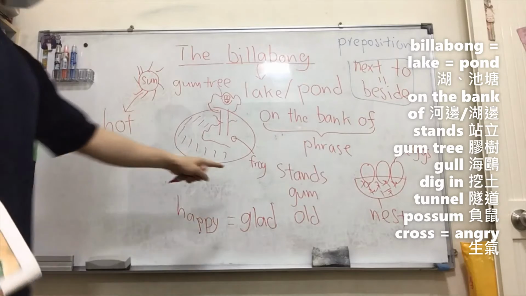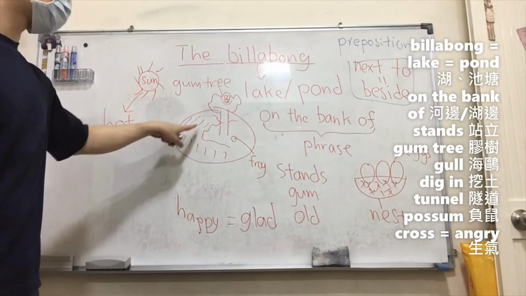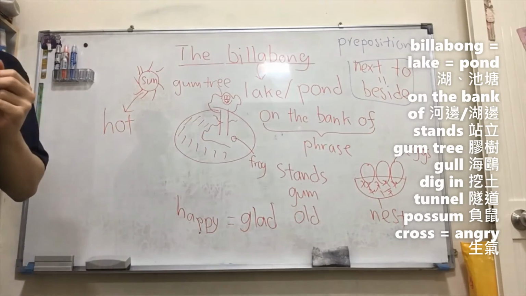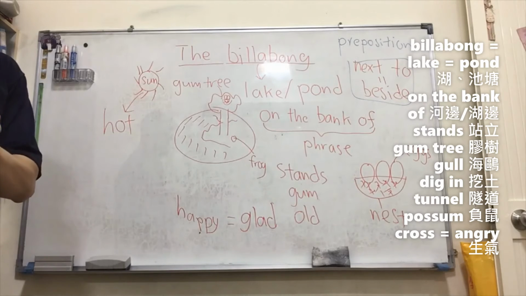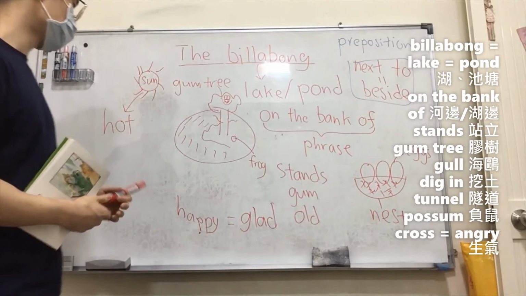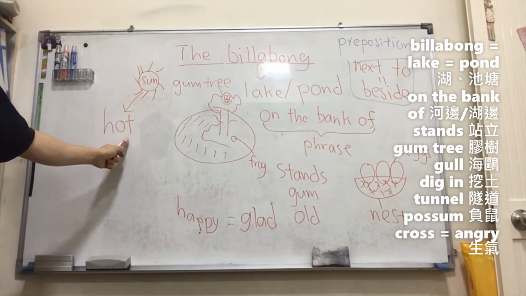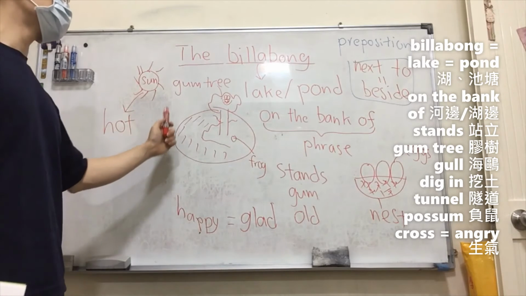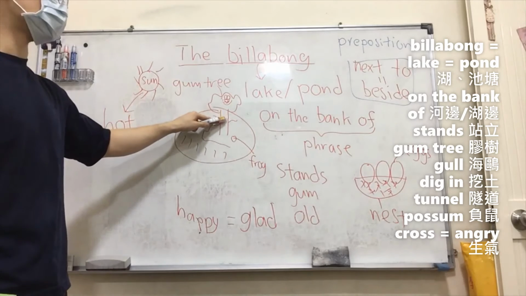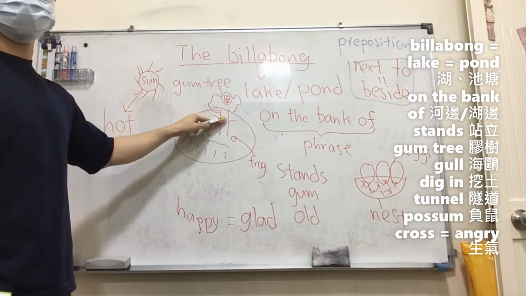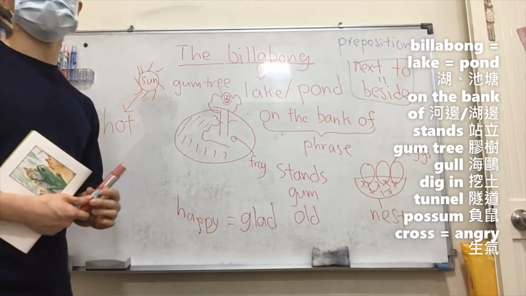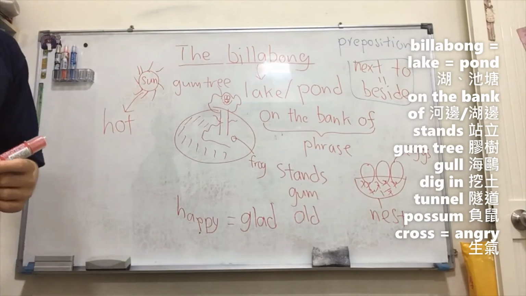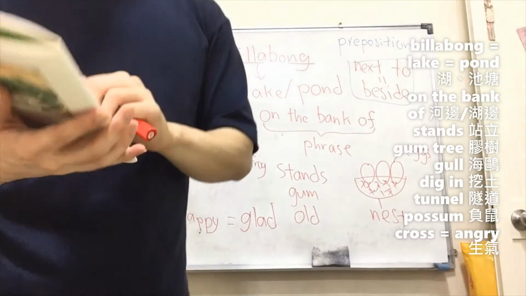Okay? So the frog swims in the Billabong, right? The frog swims in the Billabong. Okay? But sometimes when it is too hot, the frog will try to hide under the tree, okay, so that he can stay cool, right? Okay.